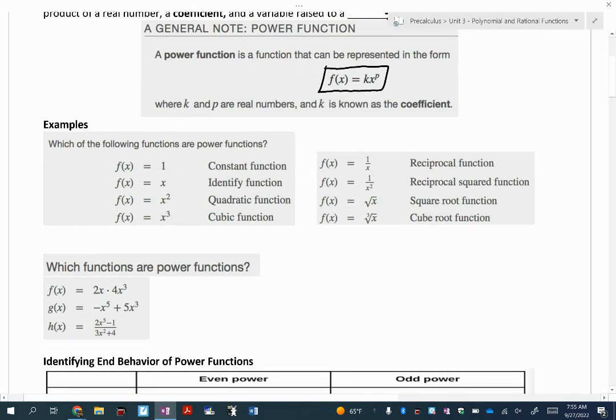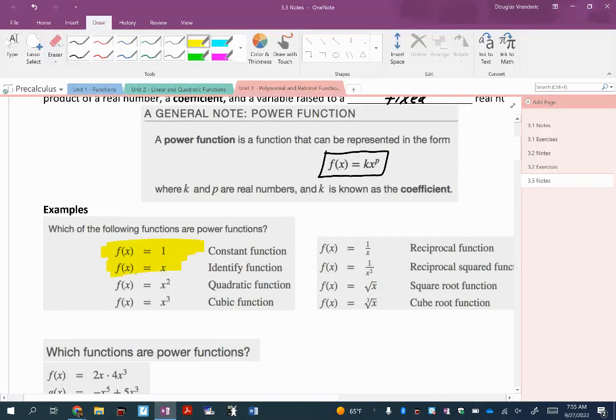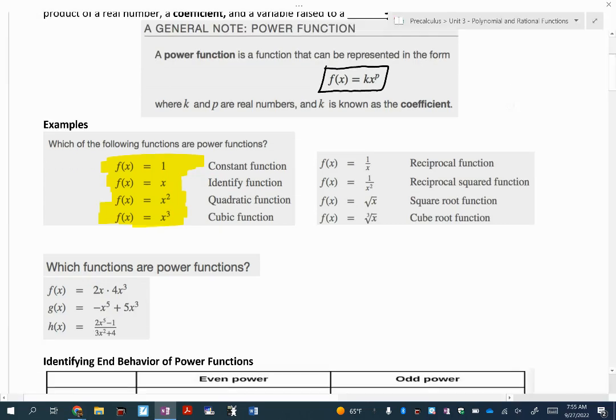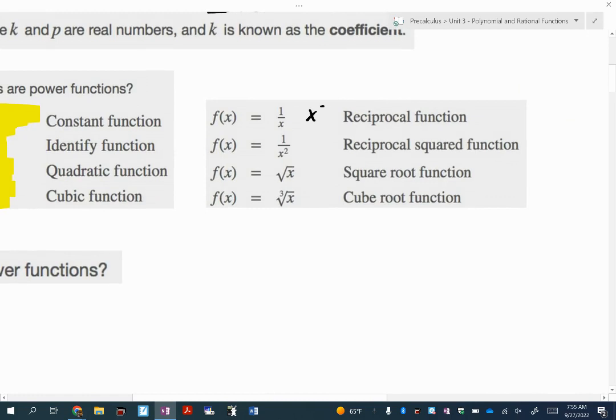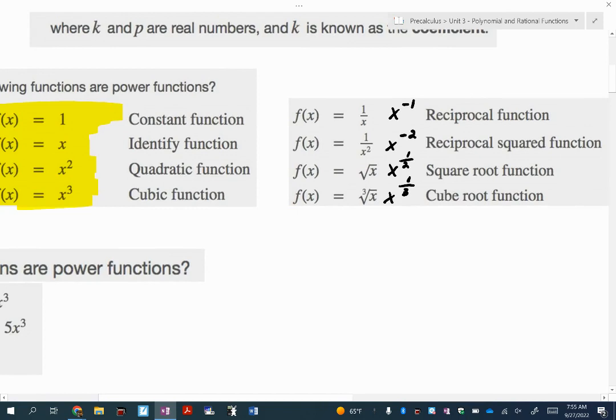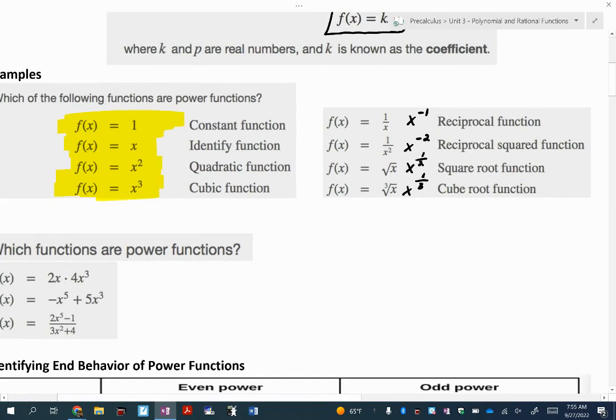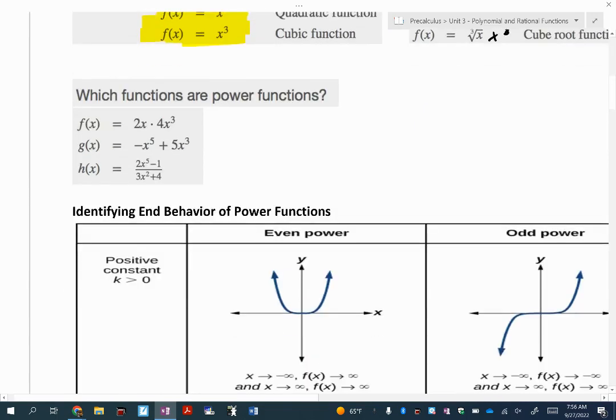You can see most students recognize the ones on the left side. These are the constant, then the linear function, then the quadratic, then the cubic. The ones on the right-hand side might be a little more difficult to see, but if you write this as x to the negative first power, x to the negative second power, and you guys just did an IXL link in the last few weeks about rational exponents, this is x to the 1/2 power, and the one below it is x to the 1/3 power. So technically all of these are monomials, raised to a fixed power.